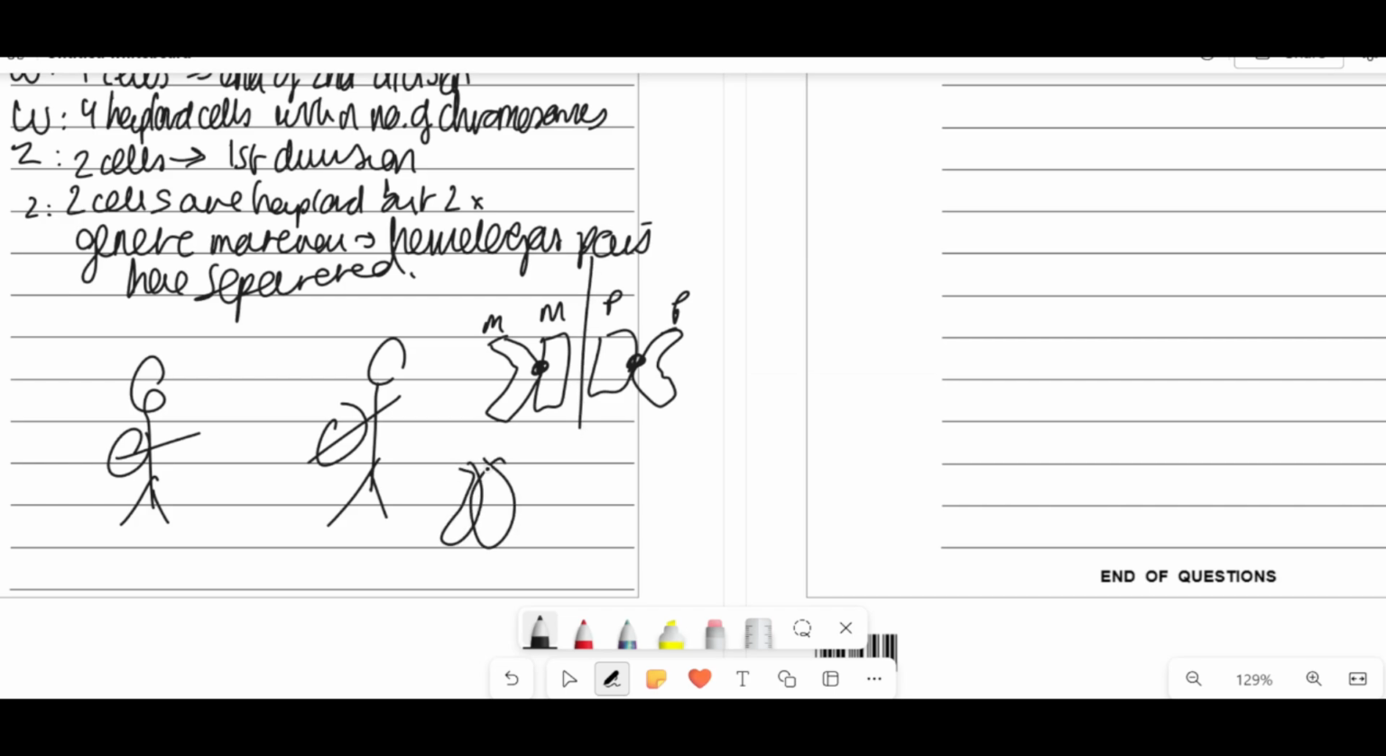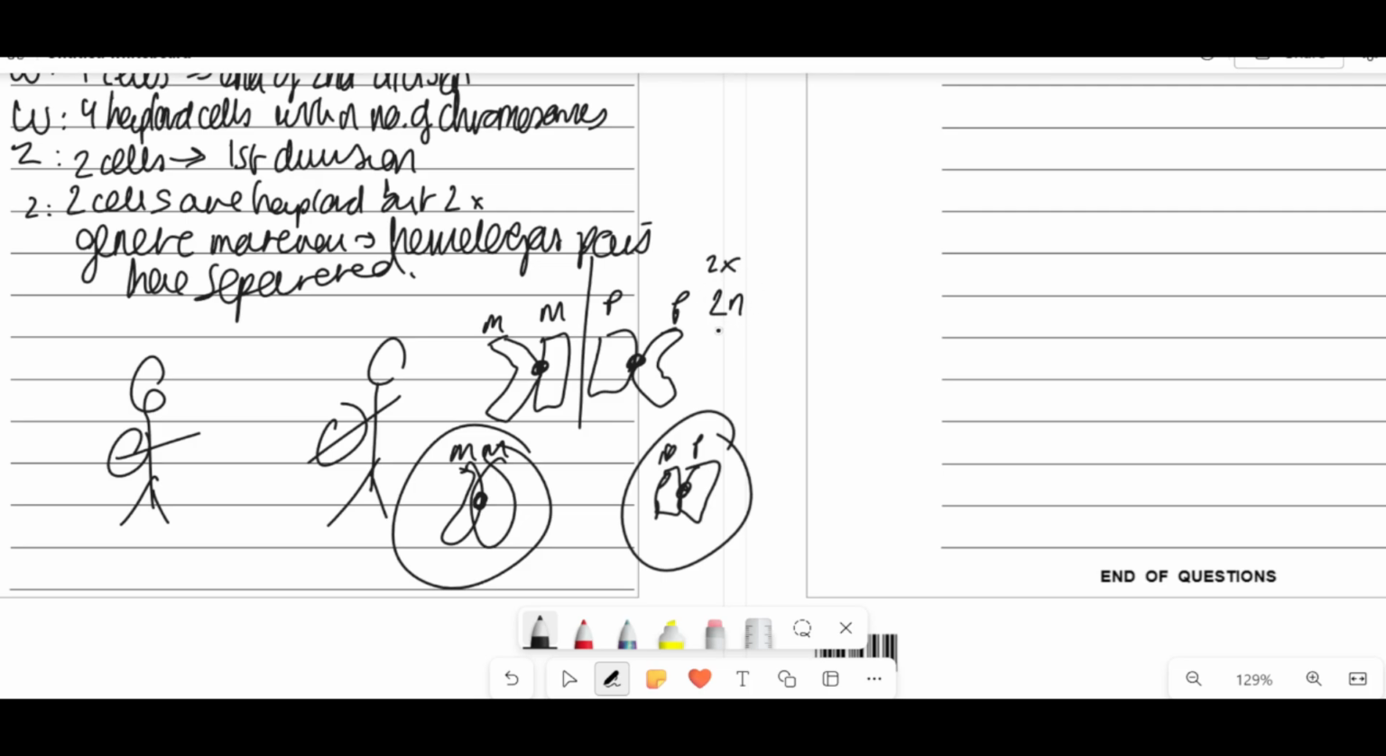So then you've got, obviously after crossing over and all of that stuff, maternal, maternal, and then paternal, paternal here. This is diploid. We've got 2 times the amount of diploid stuff. You can't say 4n because that implies you'll have 4 different parents, like maternal, paternal, something else, and something else. That's why you say 2 times 2n, because it's double, right?